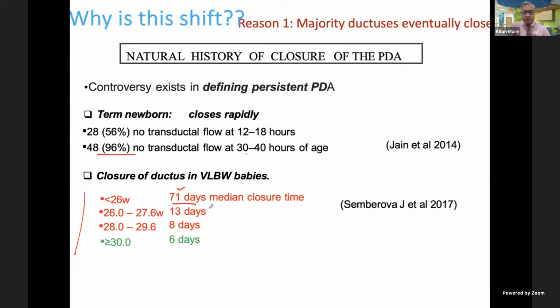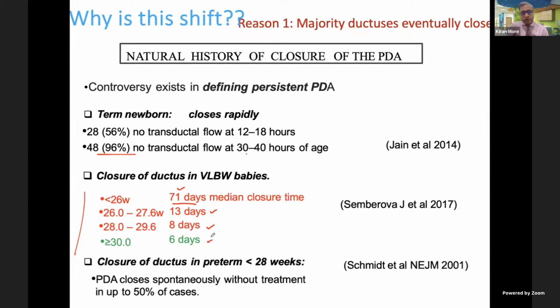Up to 28 weeks, it's around 13 days, so about 2 weeks. And by 29, 30 weeks, it is about a week. More than 30 weeks, it will close in the first 5 to 6 days. And even in babies less than 28 weeks, if you don't do anything, more than 50% of the babies will end up closing their ductus before they exit the NICU.